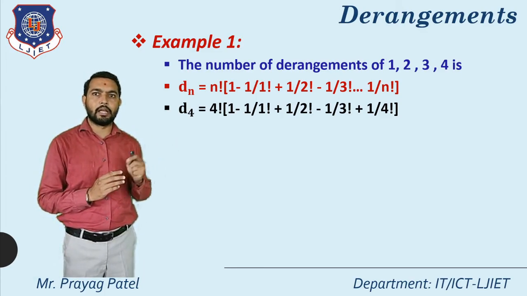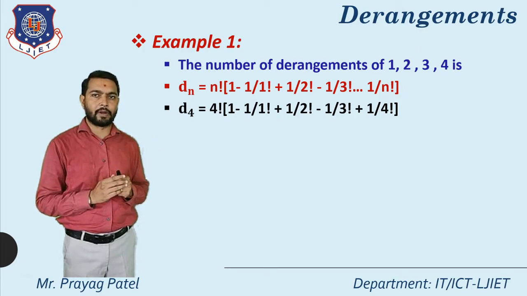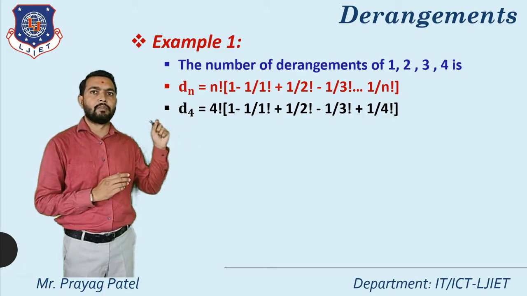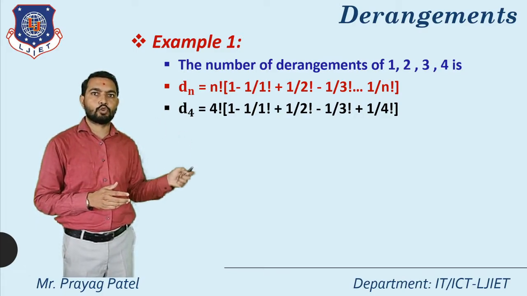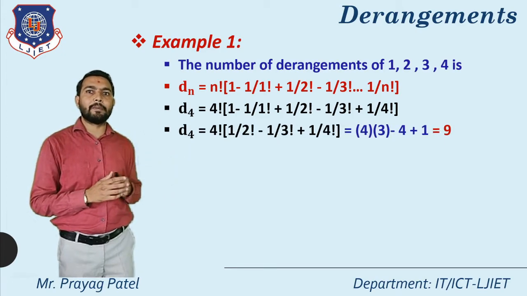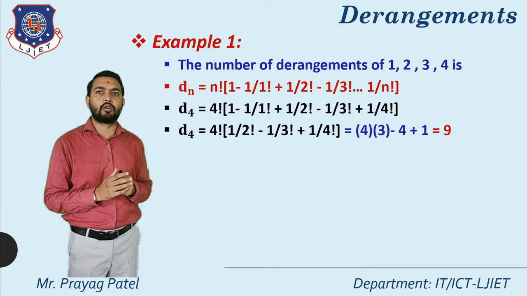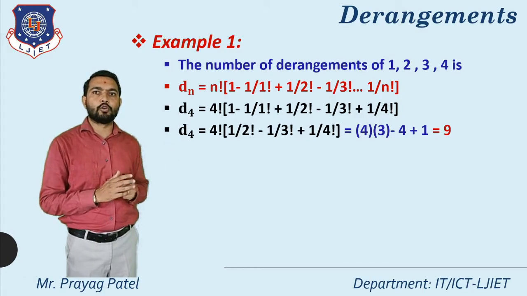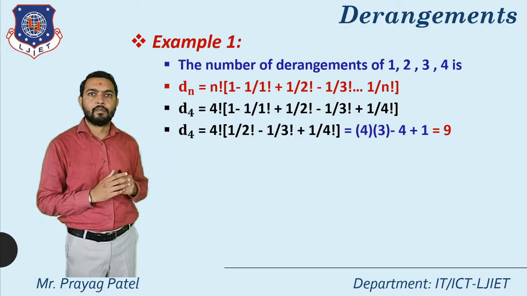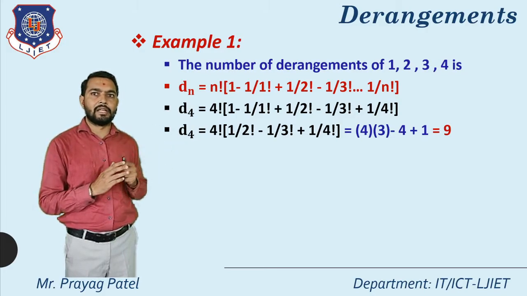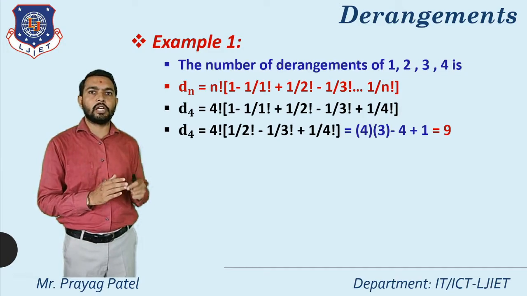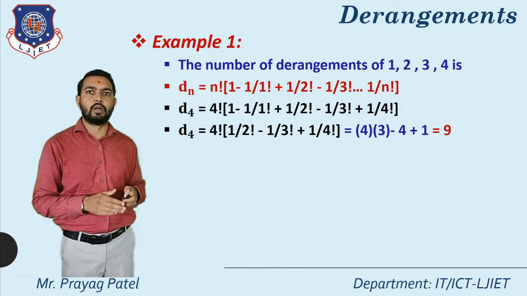So 4 factorial into (1 minus 1 by 1 factorial plus 1 by 2 factorial minus 1 by 3 factorial plus 1 by 4 factorial). So the last term is 1 by 4 factorial. Now if we simplify this equation, then D4 equals 4 factorial into (1 by 2 factorial minus 1 by 3 factorial plus 1 by 4 factorial), because here 1 minus 1 is cancelled. Now the resultant value is 4 into 3 minus 4 plus 1, which is equal to 9.